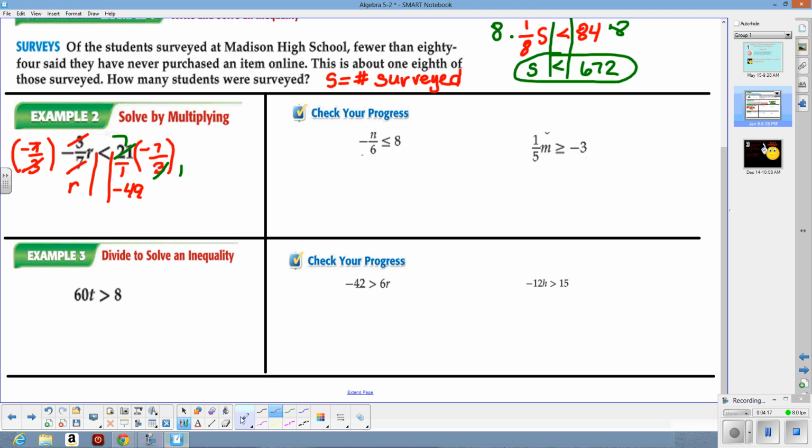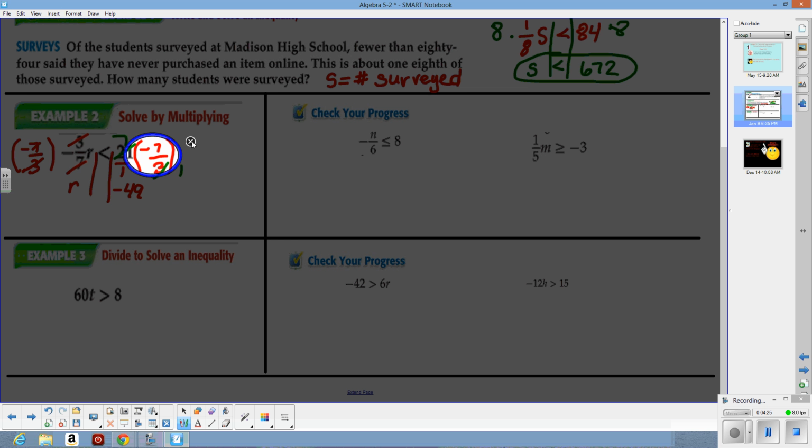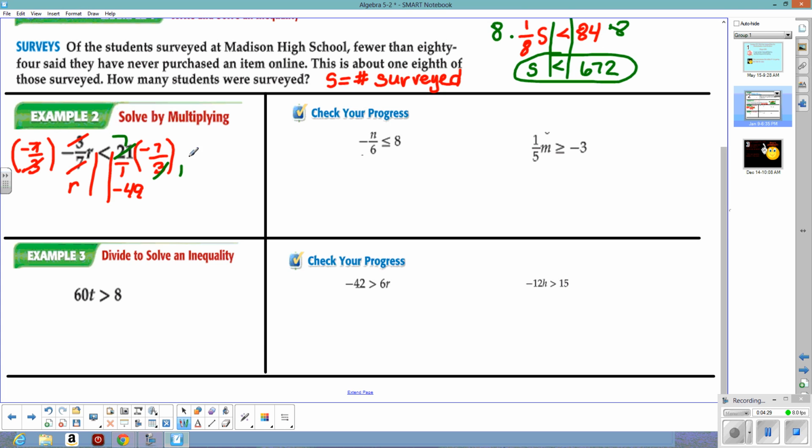And this time, since we multiplied by a negative 7/3, since the work we did on the problem was multiplying by a negative 7/3, that means we're going to flip the inequality symbol around. So instead of being less than, it's going to be greater than.